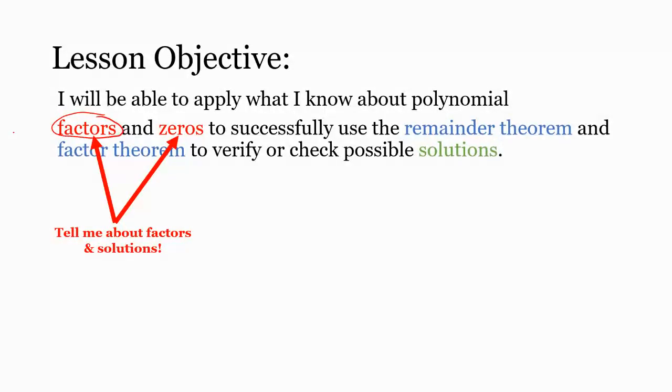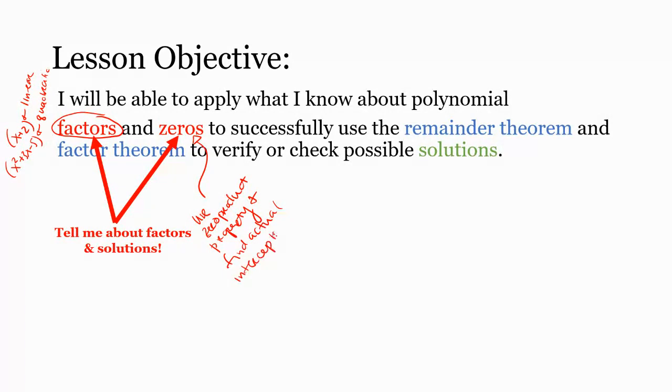Factors are like x plus 2, or x squared plus 3x minus 5. This is a linear factor. This is a quadratic factor. Those are factors. I'm not actually seeing what my x-intercepts are. It's in factored form. Whereas your zeros or your solutions are found when you use the zero product property and find actual x-intercepts. Your zeros will be your real solutions. Technically, your solutions can be imaginary, right? You can have imaginary solutions.